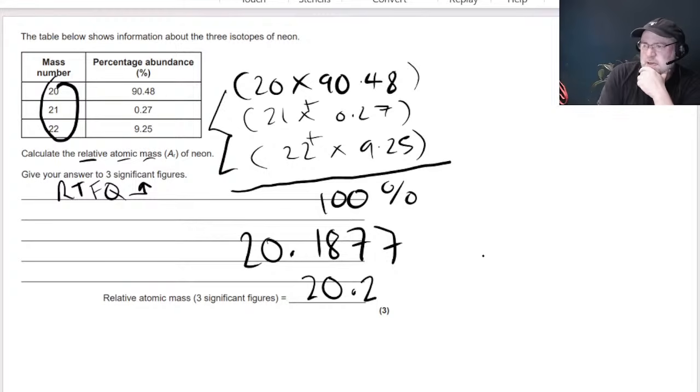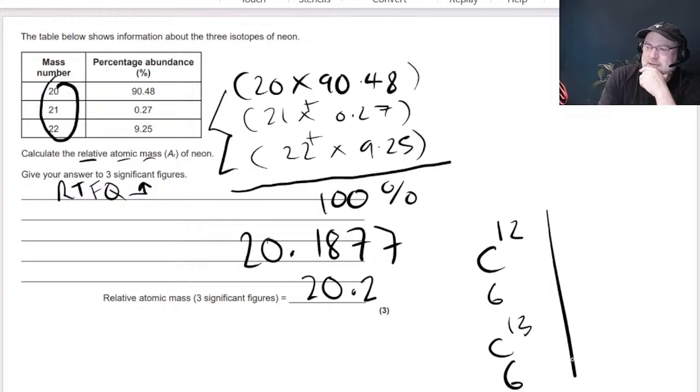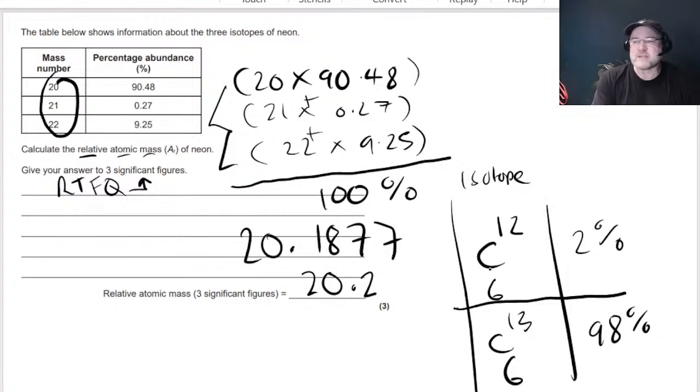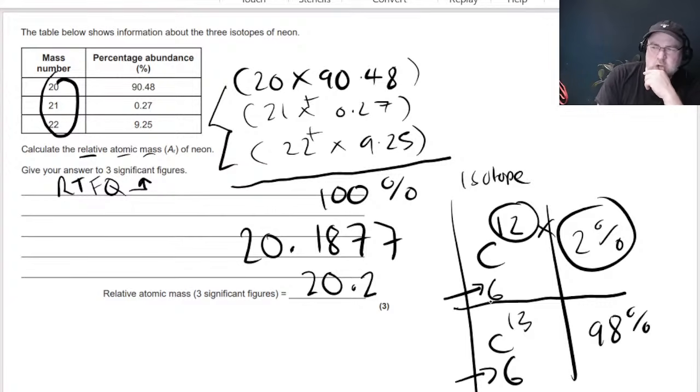Make sure if you have one which says carbon 12 and carbon 13, you get a table like this, and it has isotope, and then it says like, I'm making this nice and easy, that's 2% and that's 98%. Work out the RAM. Some of you might get messed up because they've put the atomic number in there. They've done that to mess with your head. You're looking at the mass number. It's the mass number times the percentage, not the atomic number. So it's always the mass number times the percentage.